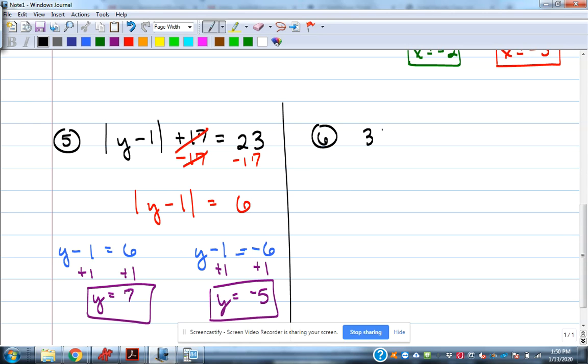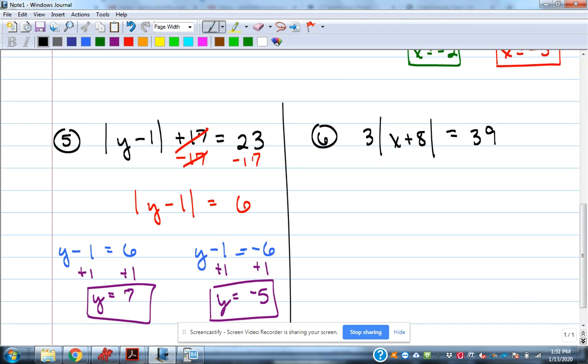Example 6, 3 absolute value x plus 8 equals 39. Close, but not right. Why do we need to divide by that 3 instead of distributing it? I need to isolate the absolute value. That's the main reason there.